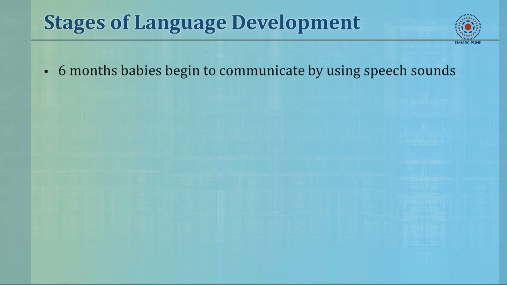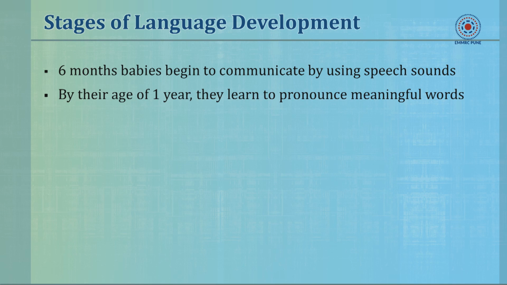In the first video, we saw that babies as young as 6 months of age begin to communicate by using speech sounds. They can express joy, fear, anger and desires by making sounds. This use of sounds is called babbling. So, although the baby utters sounds like mama and dada, they do not mean mother or daddy. From this time until they become 1 year old, most babies learn to pronounce meaningful words.